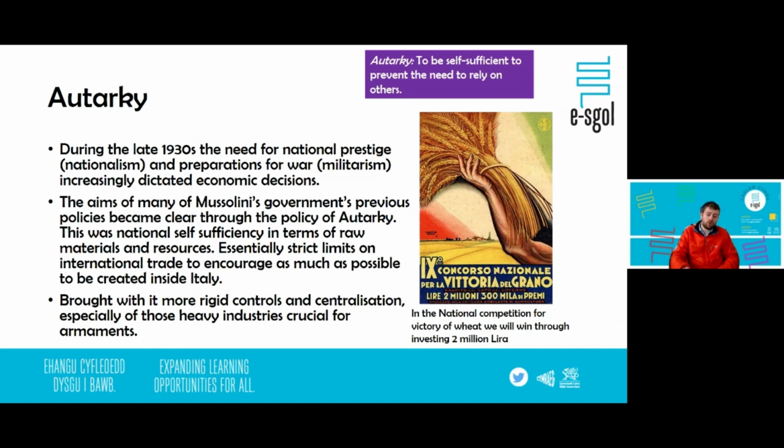And it brought with it more rigid controls and centralisation, especially of those heavy industries crucial for building the arms up for the First World War. Sorry, for the Second World War, as it would eventually be.